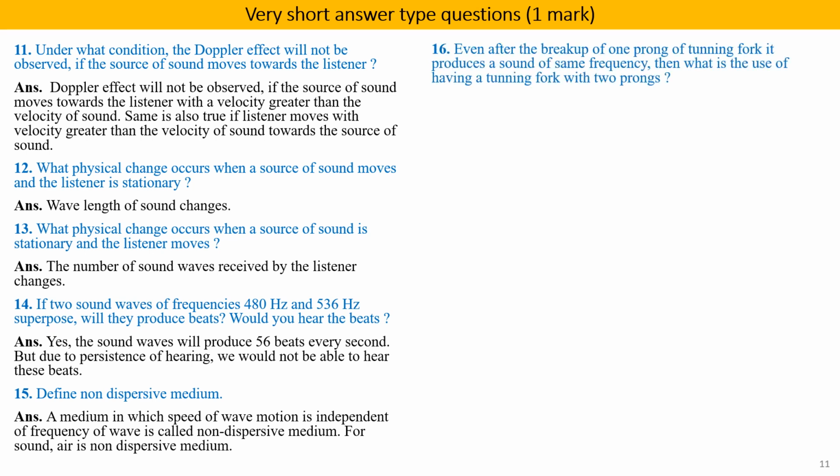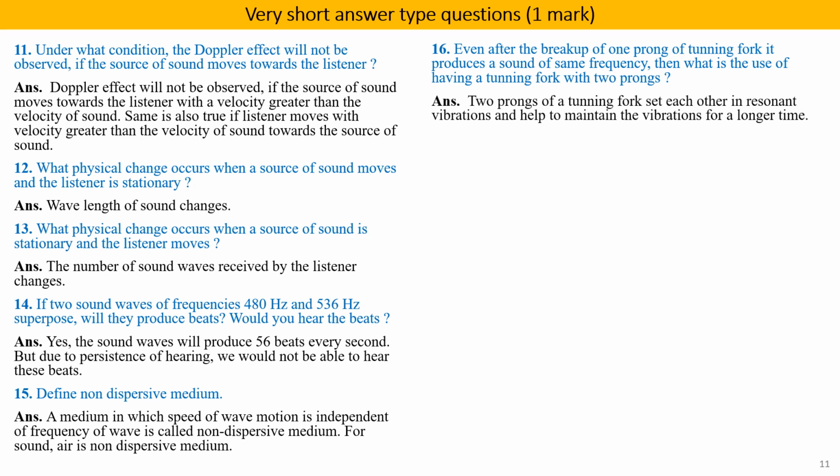Next question. Even after breakage of one prong of a tuning fork, it produces a sound of the same frequency. Then what is the use of having a tuning fork with two prongs? Answer. Two prongs of a tuning fork set each other in resonant vibrations and help to maintain the vibrations for a longer period.